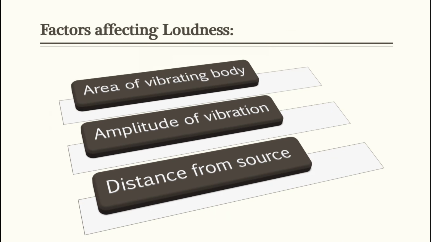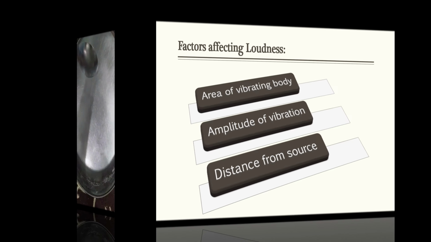The second is the amplitude of vibration. The larger the amplitude of vibration, the louder will be the sound, and vice versa. For example, if you take a steel plate and hit it with a steel spoon, when you hit it gently, it produces a faint sound. By hitting it hard, the sound will be louder. So when you hit it hard, what happens? The membrane of the steel plate vibrates to a larger amplitude and the sound is louder.